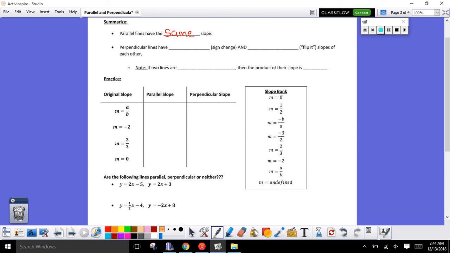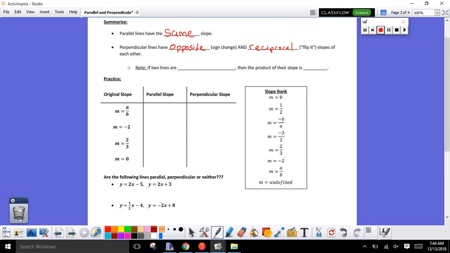For perpendicular lines, we have opposite signs. So we're going to switch the sign. If it's positive, we're going to make it negative. If it's negative, we're going to make it positive. And reciprocal. That means that the numbers are going to switch. So perpendicular lines have opposite sign change and reciprocal slopes of each other.